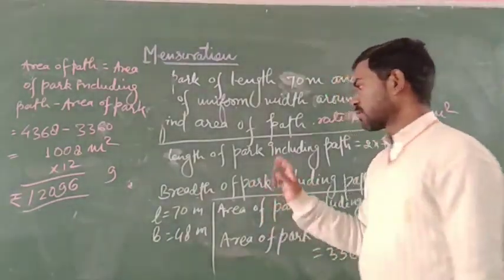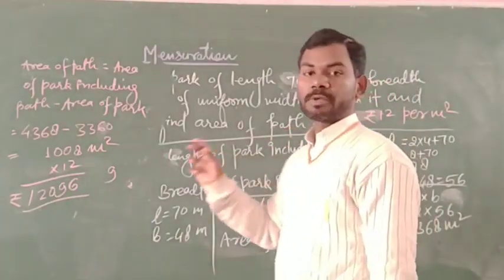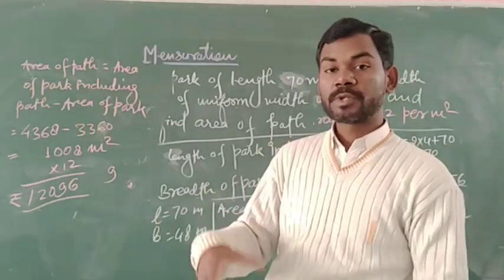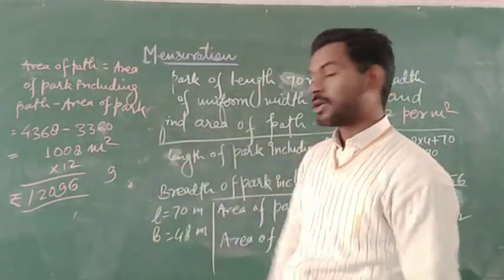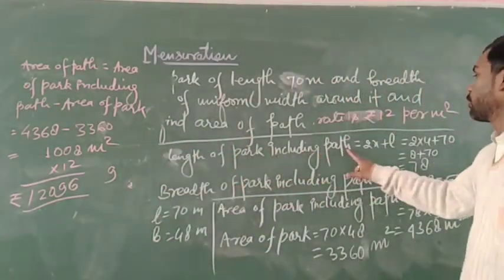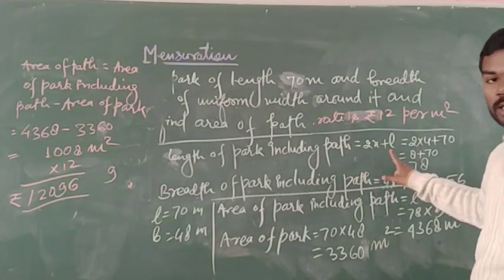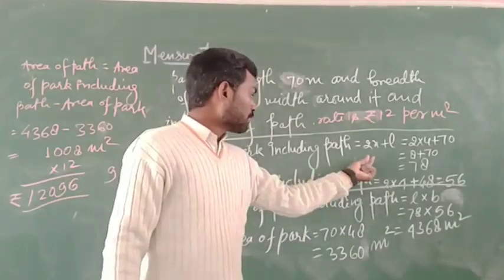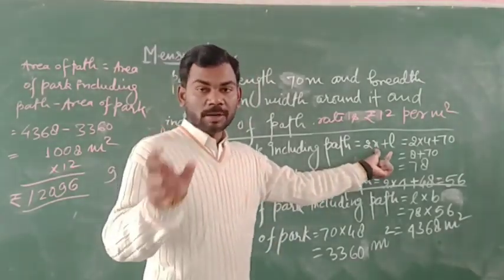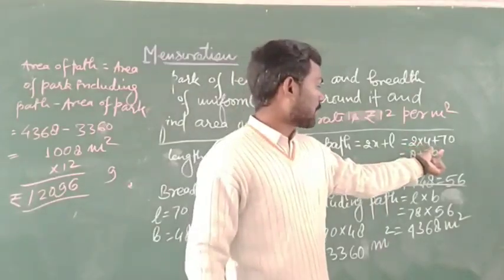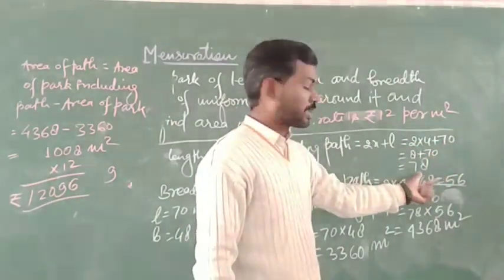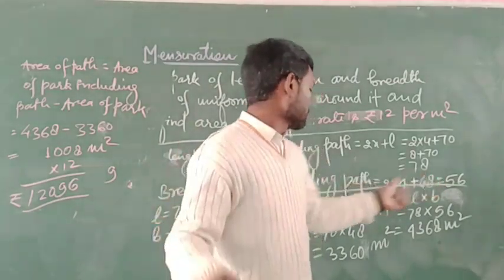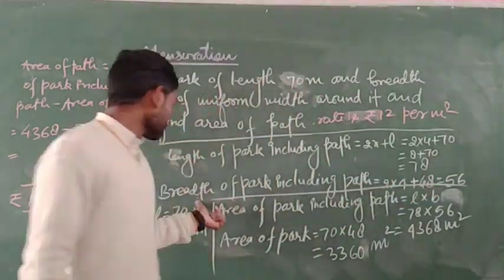Now let us see the solution once again. In order to get the area of the path, first of all we have to find the dimensions of the path including the path. So the length of the path including path is 2x plus l, which we have studied earlier. On putting the value of x, the width of the path, that is 4, 2 multiplied by 4 plus 70 gives us 78 meter, which is the length including path. Similarly, we get the breadth.